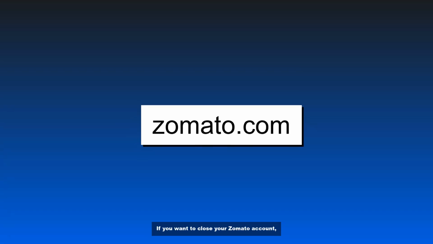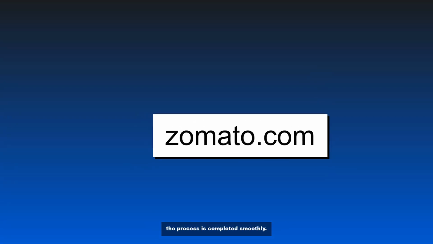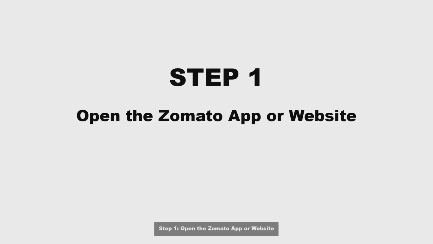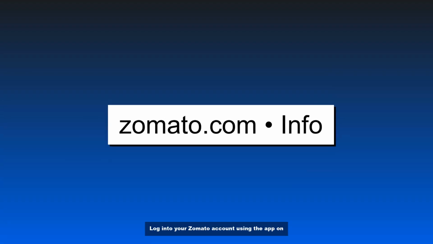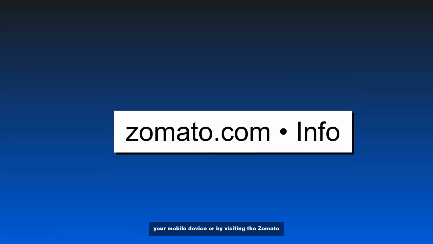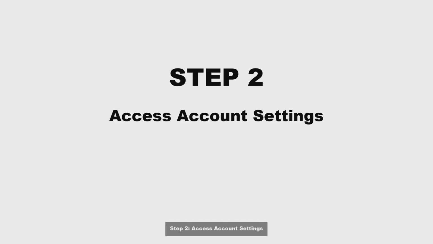If you want to close your Zomato account, follow these straightforward steps to ensure the process is completed smoothly. Step 1. Open the Zomato app or website. Log into your Zomato account using the app on your mobile device or by visiting the Zomato website on your computer.